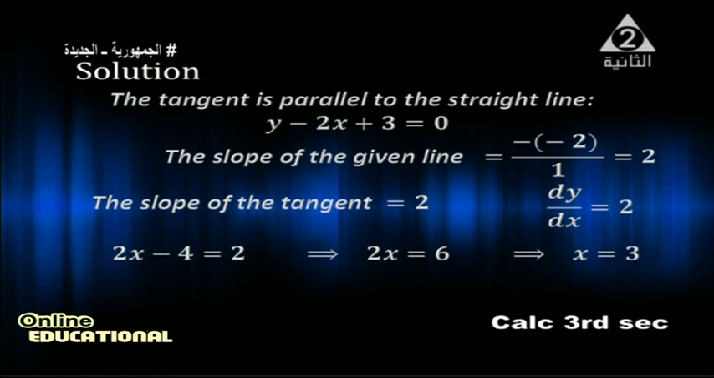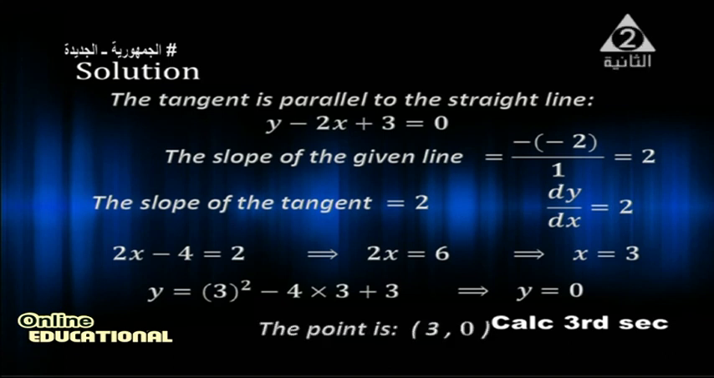What is the value of the y coordinate? We can substitute in the original equation, y equals x² minus 4x plus 3, to get y equals 3² minus 4 times 3 plus 3. Then y equals 0. Then the point is (3, 0). This is the point of tangency at which the tangent to the curve is parallel to the straight line y minus 2x plus 3 equals 0.